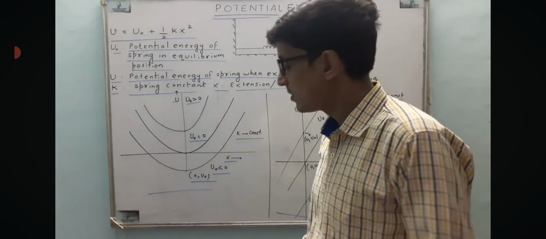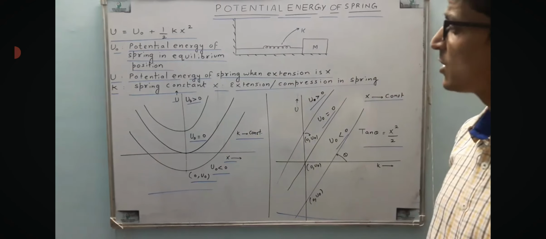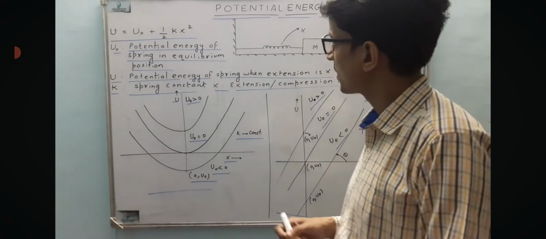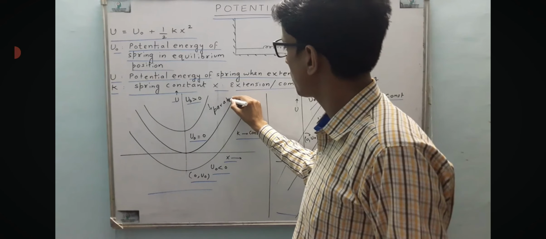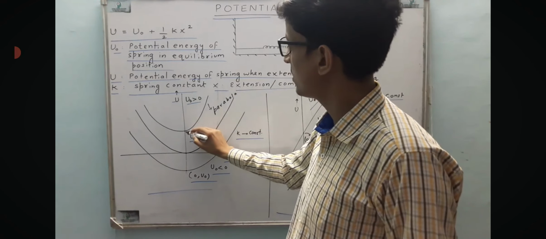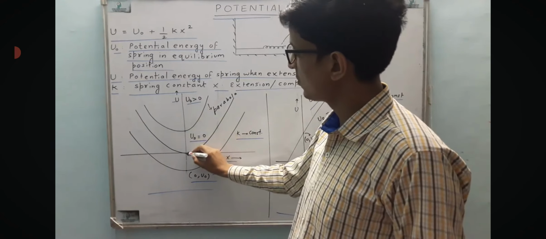The graph between U and x at constant k will be a parabola, as you can see from here. So three cases are possible. If U0 is positive, the vertex will be here. If U0 is 0, it will cross the origin.